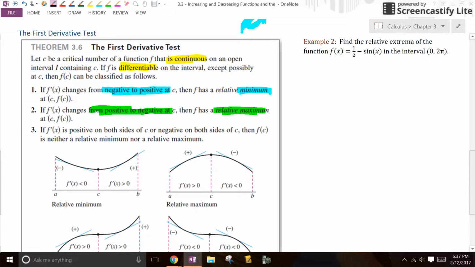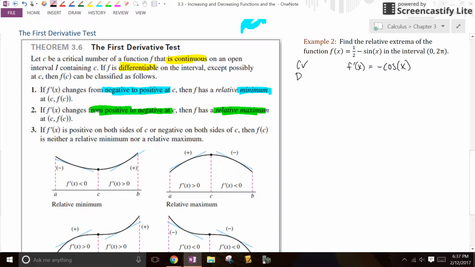So let's look at my example 2 over here. Find the relative extrema for the function. So again, first off, is it continuous? Well, that's the graph of a sine graph, and I'm pretty sure we all know that sine graphs are continuous, so that's pretty good. So continuity, check. How about finding out if it's differentiable? So again, I'll find the derivative. So f prime of x is equal to, now if I have to find the derivative of this, the derivative of a half is 0, and the derivative of sine is cosine, so I have negative cosine of x.